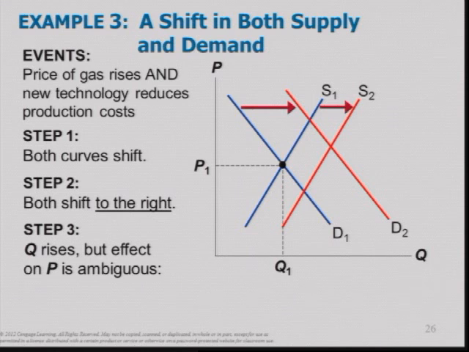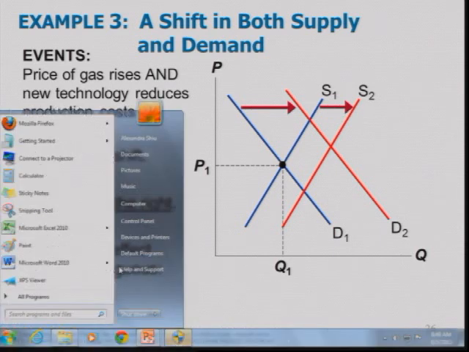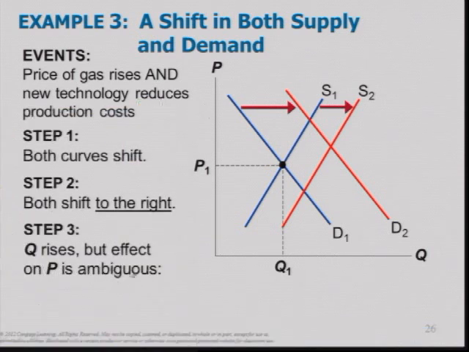So it depends on how far you shift each one in terms of what happens to price in this case. So all we can say, if there's a question on the test and it says, if supply and demand both shift out to the right, what's the only thing you can say for sure? Quantity will increase. And we said that what happens to price depends on how far we're shifting it out. But the word your author uses is ambiguous. And that's just a fancy way of saying it depends. It depends on how far you're shifting them out. It's unclear. We don't know for sure. That's what ambiguous means.